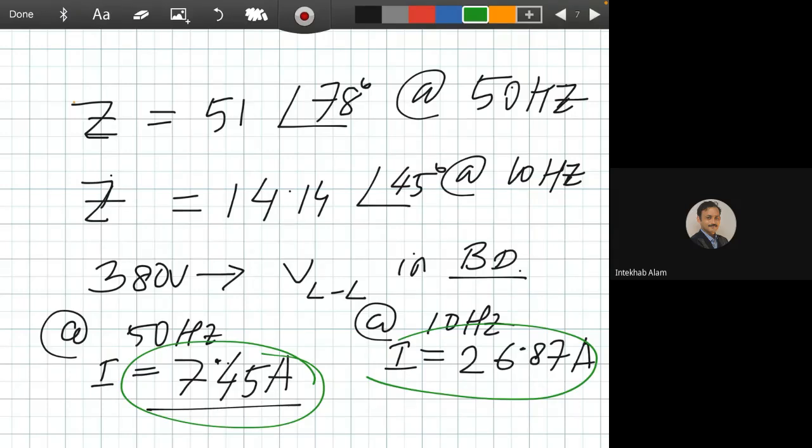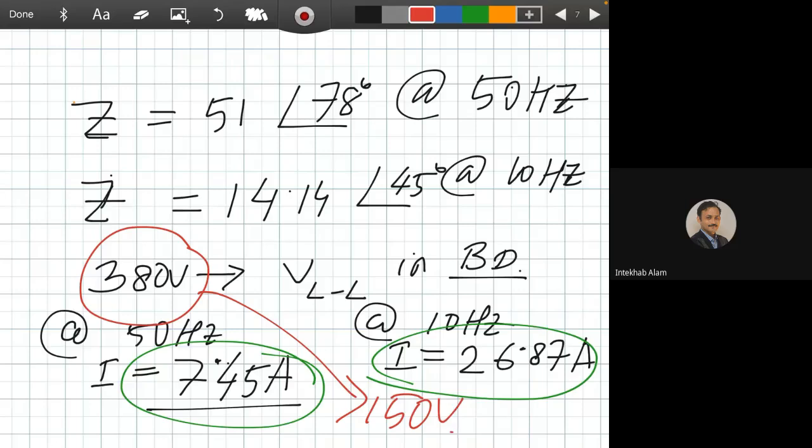Is it okay with you? So what should we do? So if we just control the voltage, good. If we just control the voltage like 150 volts for this 10 hertz, what will be the current? Could you please calculate this new current? So what will be the new current?